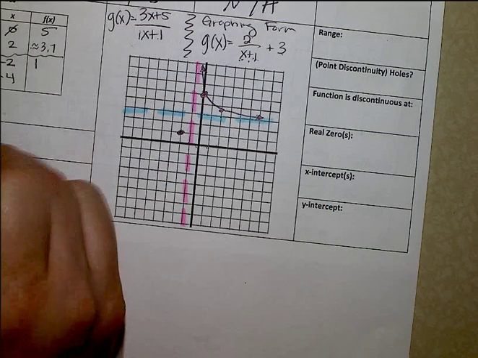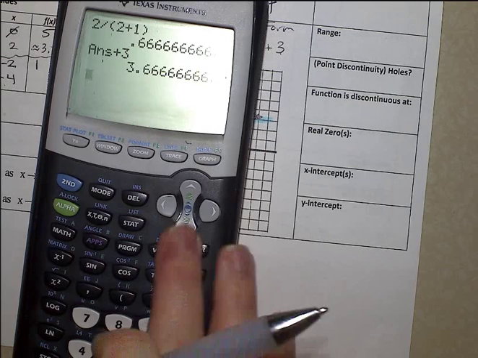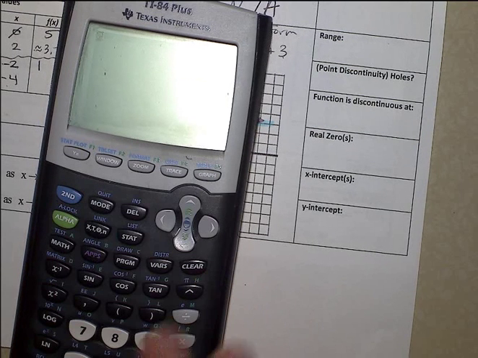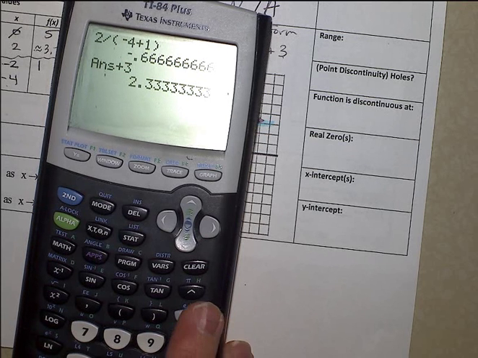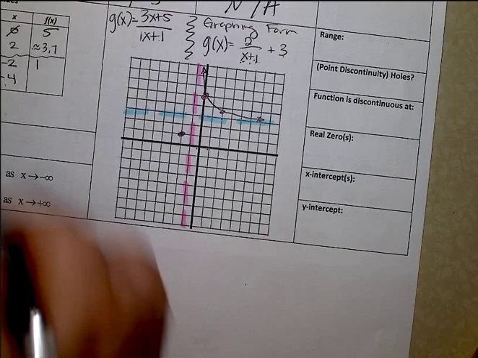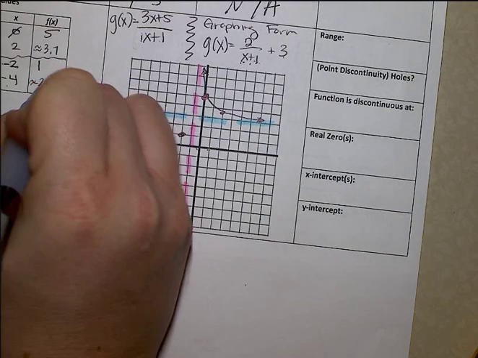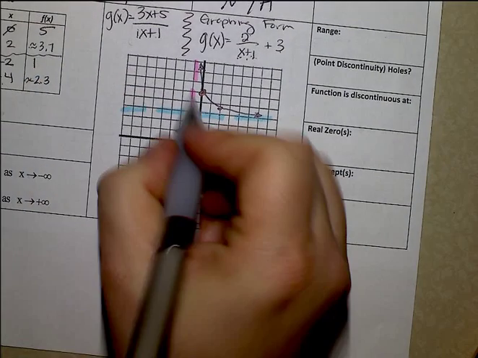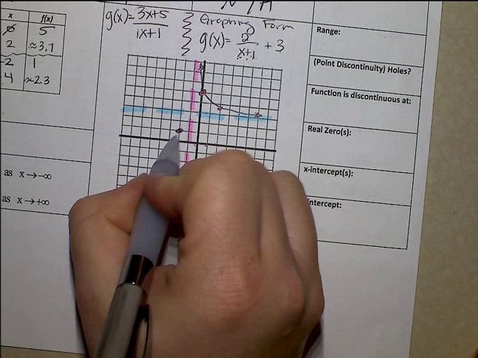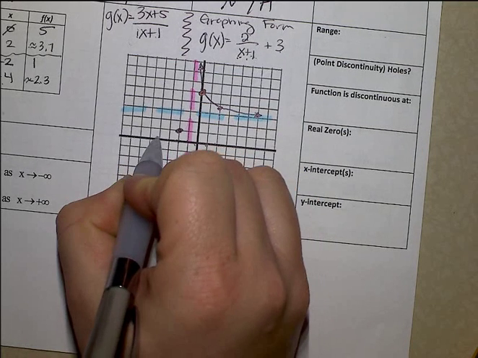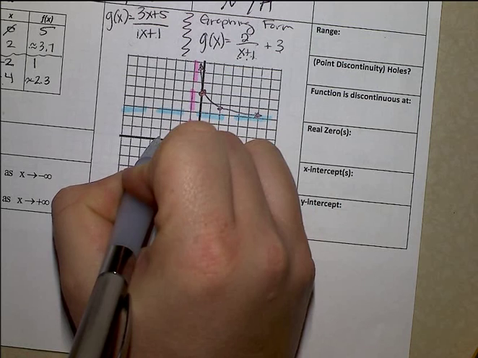Now I'm going to plug in negative 4, and I'm going to use the graphing calculator. 2 divided by negative 4 plus 1, plus 3 gives you 2.3 repeating. So 2, 1, 2, 3, 4, up 2.3.